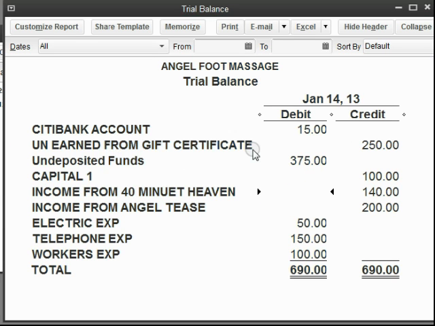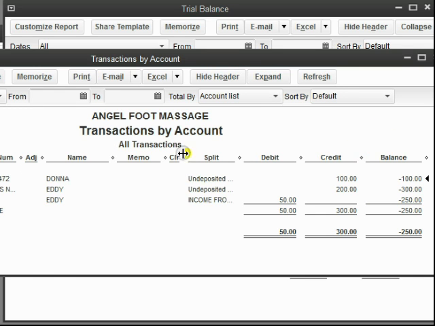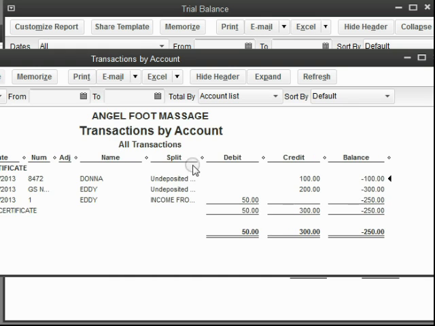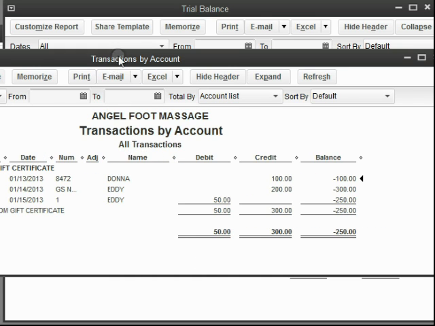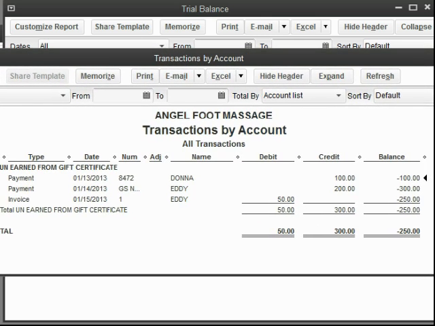When we look on the trial balance, we could even open unearned from gift certificate. Notice, again, let me clarify. Notice that these payments made unearned from gift certificate higher negative, whereas this invoice, meaning we performed the service for Eddie, made the balance go down. There's less unearned and there's less negative.